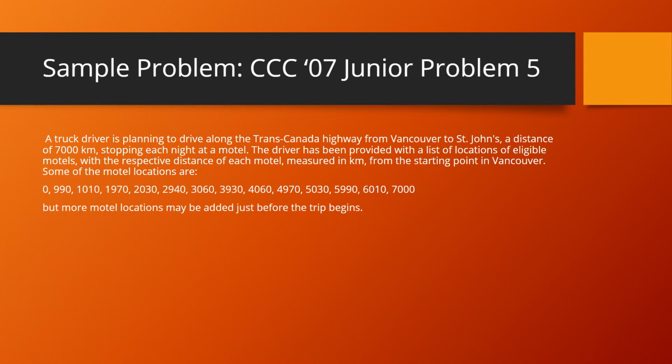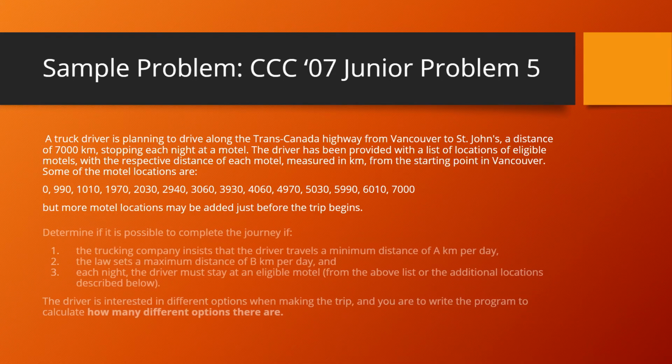The driver has been provided with a list of locations of eligible motels, with the respective distance of each motel measured in kilometers from the starting point in Vancouver. Some of the motel locations are, as listed below, but more motel locations may be added just before the trip begins. Determine if it is possible to complete the journey if the driver travels a minimum distance of A kilometers per day, the law sets a maximum distance of B kilometers per day, and each night the driver must stay at an eligible motel from the above list or the additional locations.